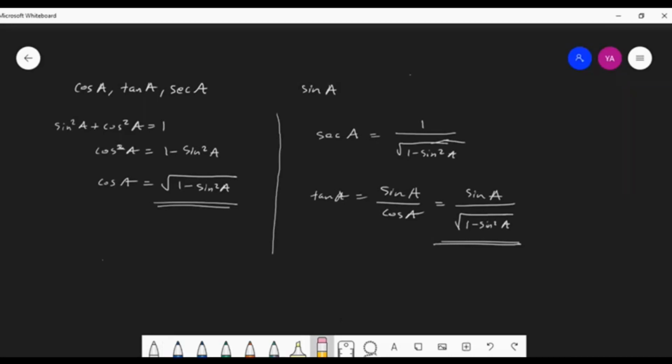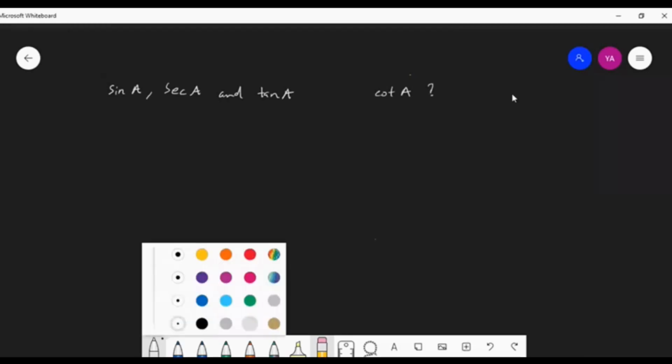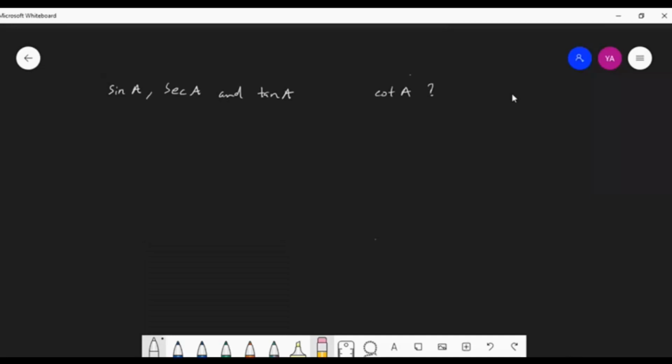Next question almost similar. Question is like this. Express the trigonometric ratios sin A, sec A, and tan A in terms of cot A. In terms of cot A. Express these trigonometric ratios sin A, sec A, and tan A in terms of cot A. So we can discuss here.